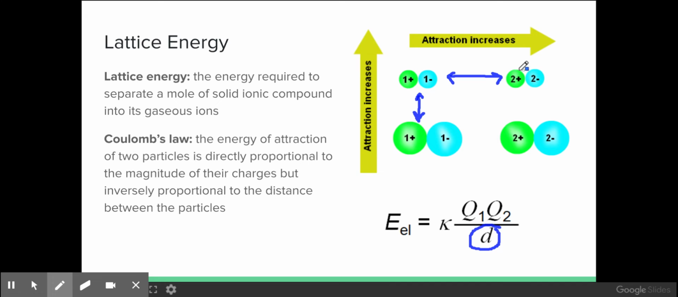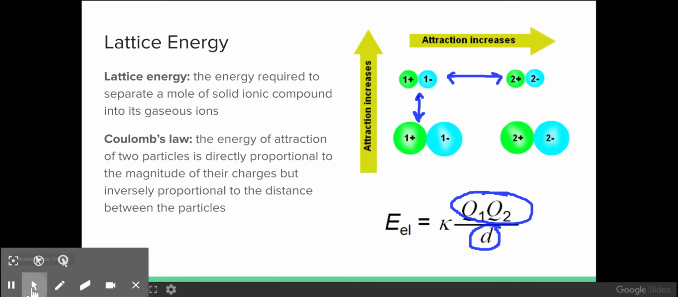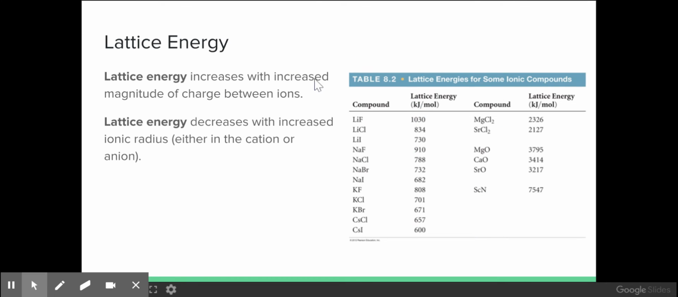The same thing holds true if I'm comparing ions that are similar in size, but I compare their overall magnitude of charge. If I have a +2 and a -2 versus a +1 and a -1, that overall magnitude of charge is going to make the numerator of Coulomb's law much larger. So in general, lattice energy increases when the charge of the ions gets bigger.